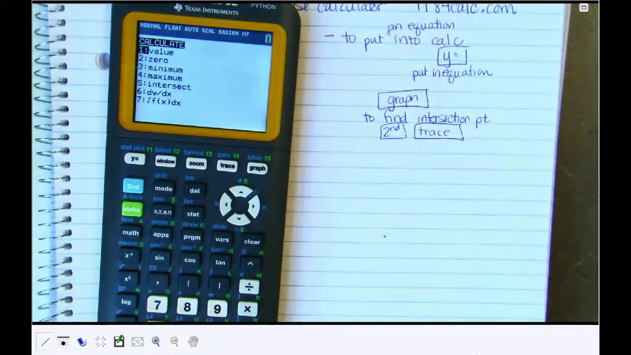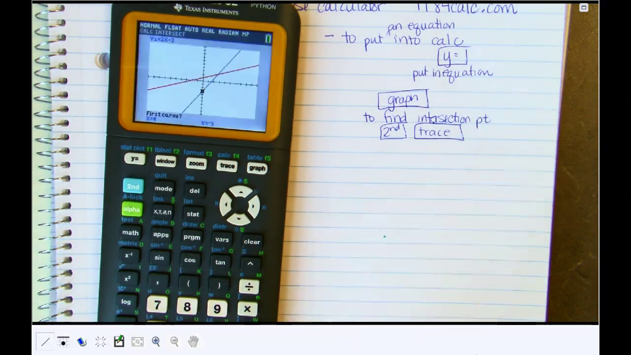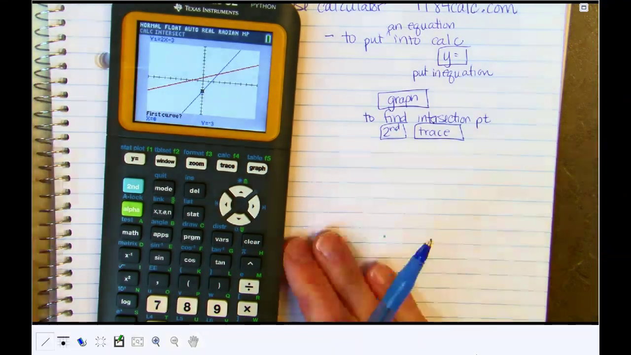Okay, so you should come up with a list that looks like this. Now, when you read down the list, what do you see that's what we want? Intersect, number 5. You can just hit the number 5 or you can use the down arrows and hit enter. I like to just hit the 5 because it's shorter. Now, it takes you back to your graph.